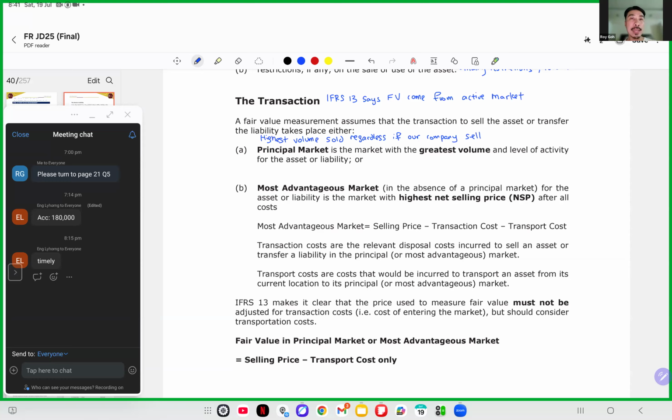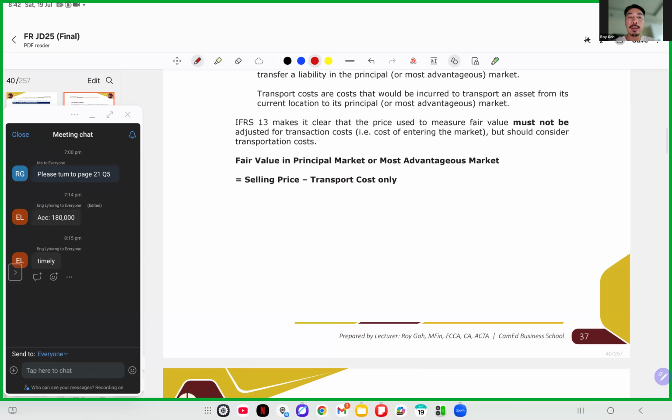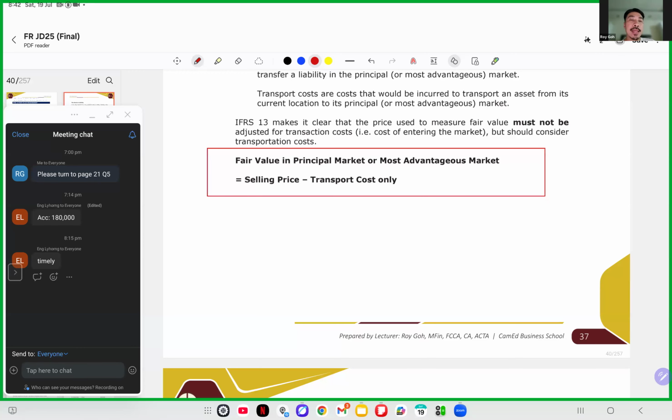But our company sells to the Singapore market. Then our principal market, according to IFRS 13, is the one that everybody sells to. So every rice farmer will sell their rice to the Cambodian market. But our company sells to the Singapore market; the fair value that we take, we must follow the Cambodian market. Why? Every seller sells in Cambodia. So I will follow the Cambodian market.